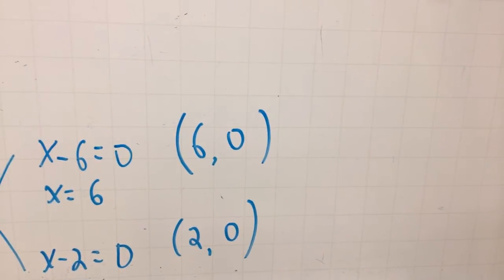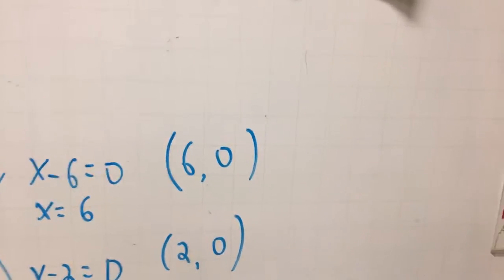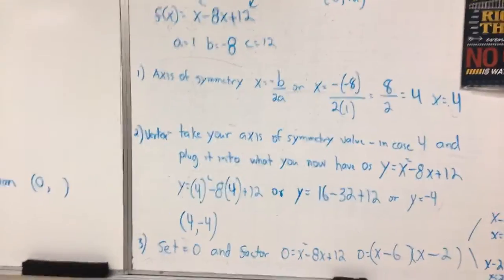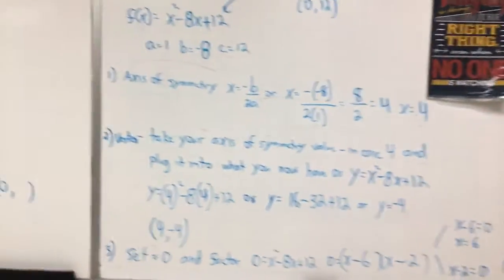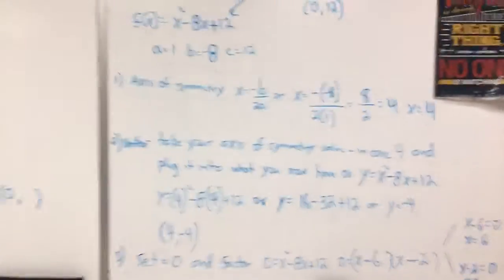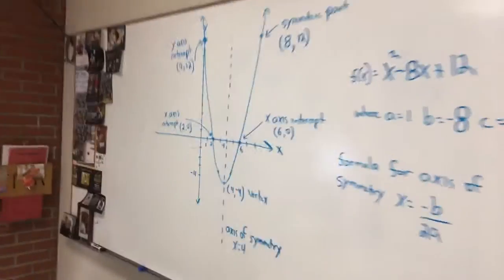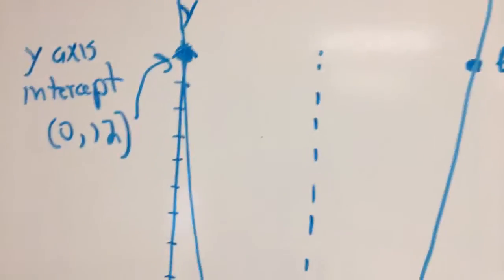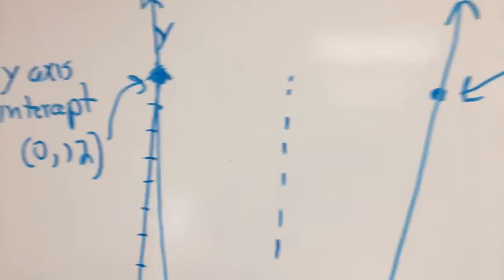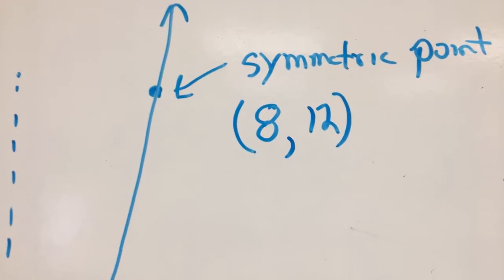So what do I got? Do I have 5 points? I do. I have a vertex, I have a y-axis intercept, I have 2 x-axis intercepts, and I have symmetry. With symmetry, I can find everything that I need. For example, that y-axis intercept, if I know that I'm 4 units to the left of the axis of symmetry, at the same y value, go 4 units to the right.